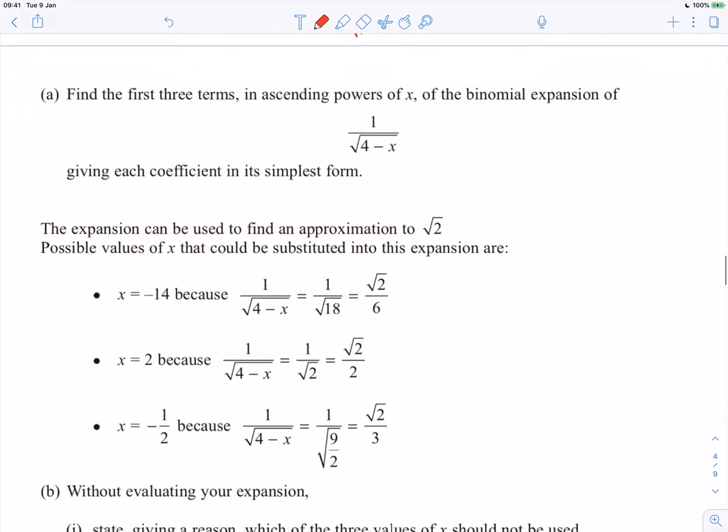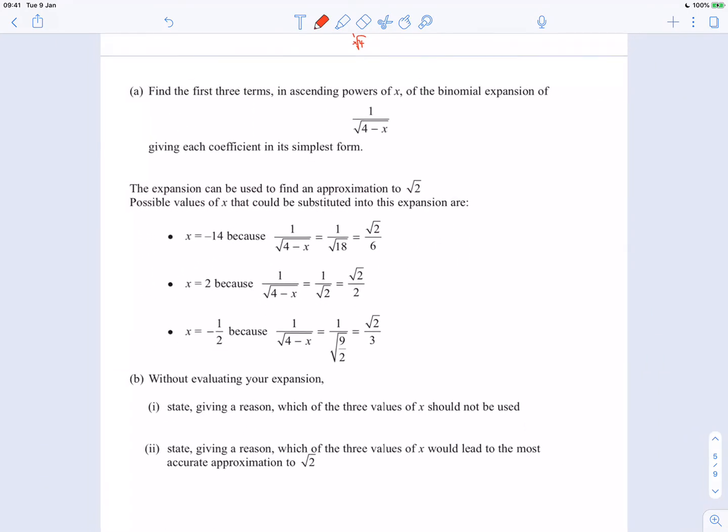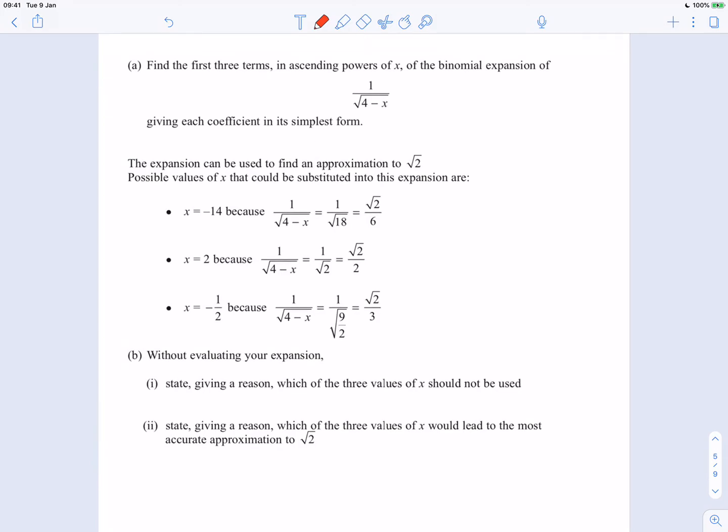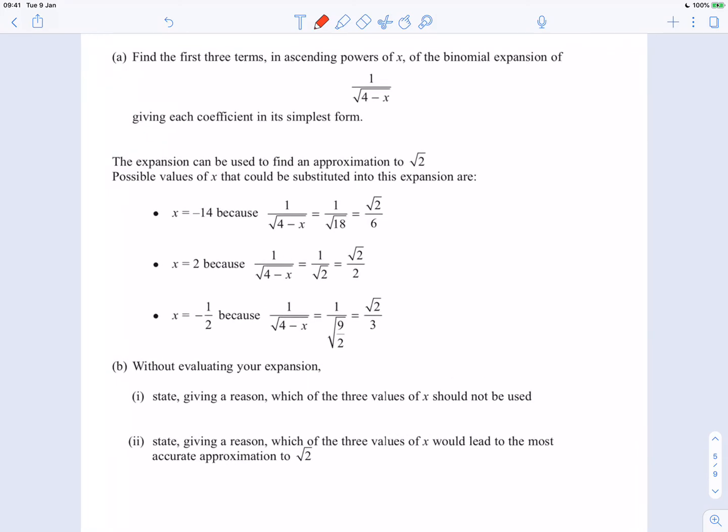Okay. For the next question, it's a bit juicy. I believe this was last year's A-level paper question. If you want to have a read of it, make of it what you will. Pause the video, give it a go yourself. Okay, find the first three terms in ascending powers of x of the binomial expansion of that thing.